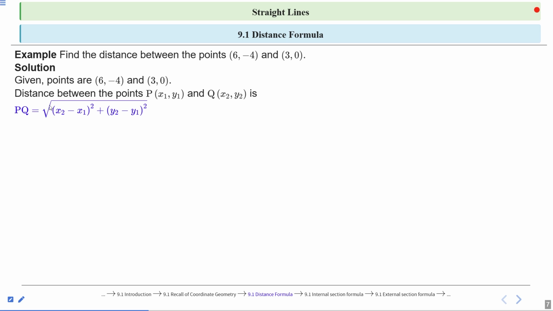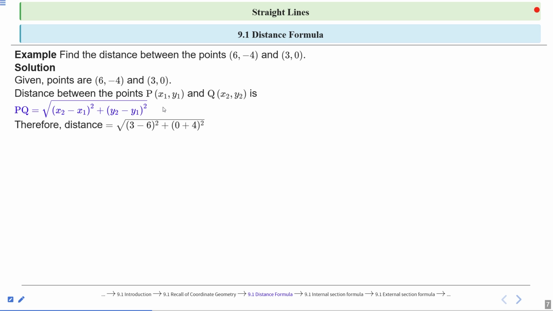So here the distance between the points P of x1 comma y1 and Q of x2 comma y2 is PQ, and PQ is equal to square root of (x2 minus x1) whole square plus (y2 minus y1) whole square. Therefore the distance is equal to square root of (3 minus 6) whole square plus (0 plus 4) whole square. Here we put the values of x1 comma y1, that is 6 comma minus 4, and x2 comma y2, that is 3 comma 0.